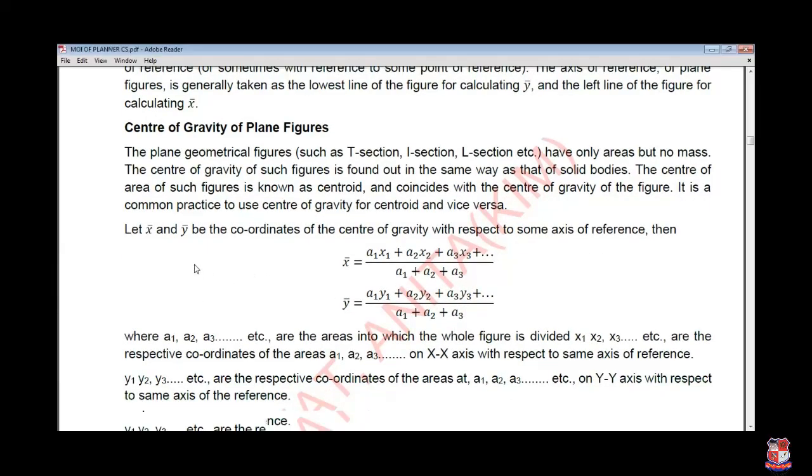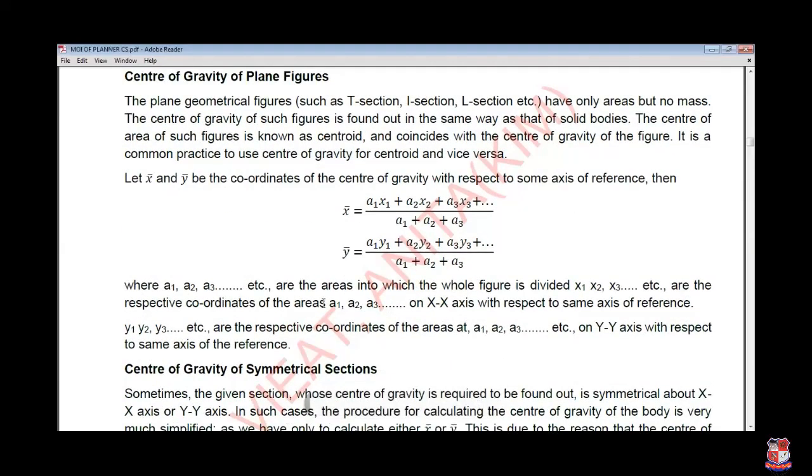So if you want to find out your centroid about the x-axis and y-axis, that means x bar and y bar, you have to take a1 x1 plus a2 x2 plus a3 x3 divided by a1 plus a2 plus a3. Same way, a1 y1 plus a2 y2 plus a3 y3 upon a1 plus a2 plus a3. So this is for a composite body.